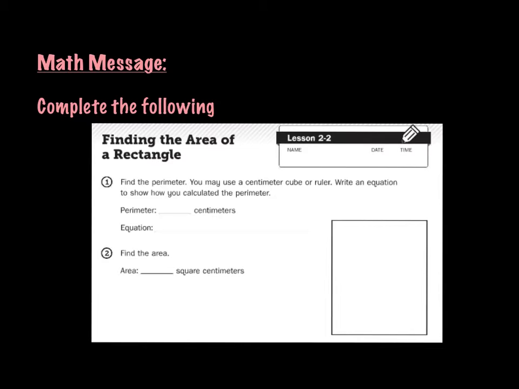So we're going to say that we measured the width of this particular rectangle as 5 centimeters, and our length we're going to say is 8 centimeters. So that should give you enough information to be able to find the perimeter, write an equation, and then try to figure out how to find the area.